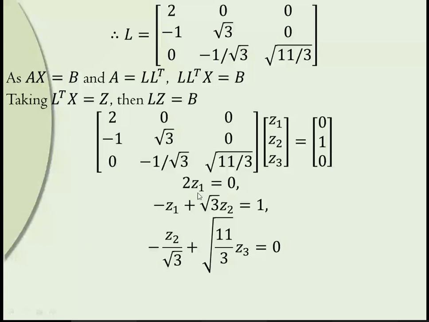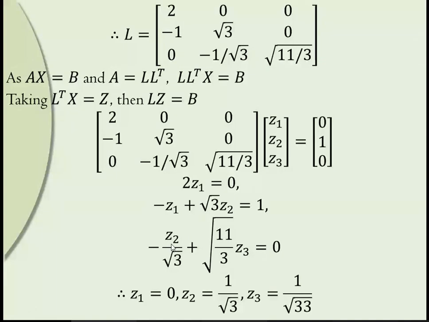Now you can easily get the values of Z1, Z2, Z3 from this. Z1 will be 0. Put that value here. Z2 will be 1 by root 3. Put both these values here, and we can easily get Z3. So the values of Z1, Z2, Z3 are 0, 1 by root 3, 1 by root 33.